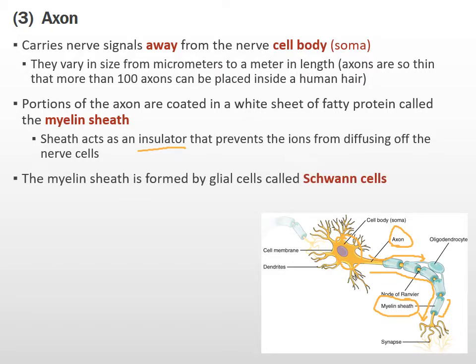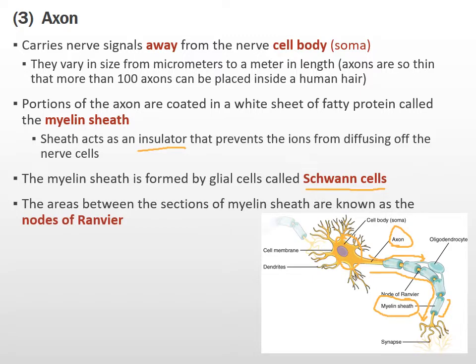The myelin sheath itself is formed by glial cells. Remember, glial cells are the ones that don't actually transmit signals, they just support the neurons. Those glial cells are called Schwann cells. So the myelin sheath itself is made up of a type of cell called Schwann cells.